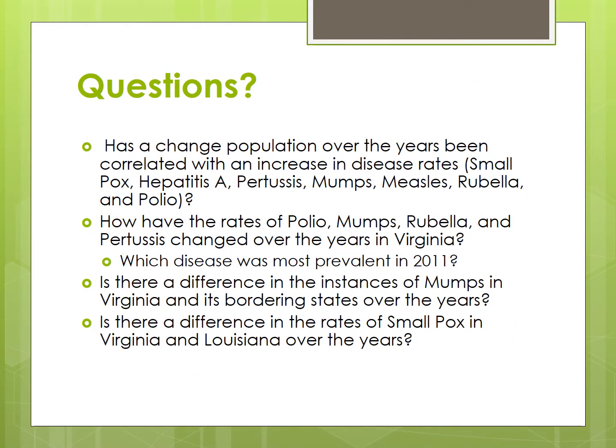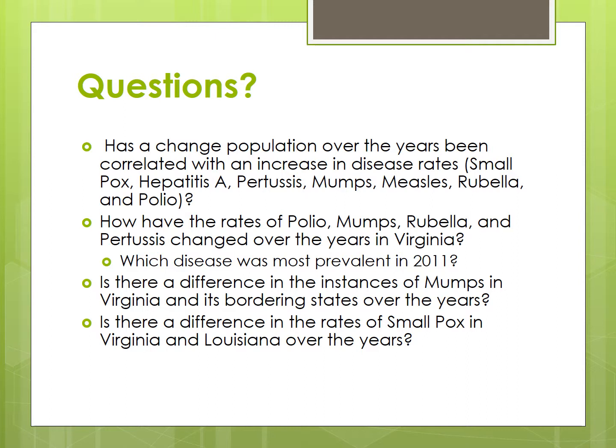The questions that I decided to answer with my project were: how has the change in population over the years been correlated with an increase in disease rates for smallpox, hepatitis A, pertussis, mumps, measles, rubella, and polio? How have the rates of polio, mumps, rubella, and pertussis changed over the years in Virginia, and which disease was most prevalent in 2011? Is there a difference in the instances of mumps in Virginia and in its bordering states over the years?